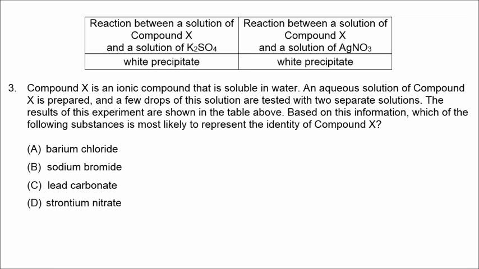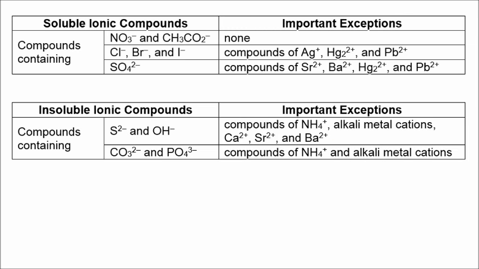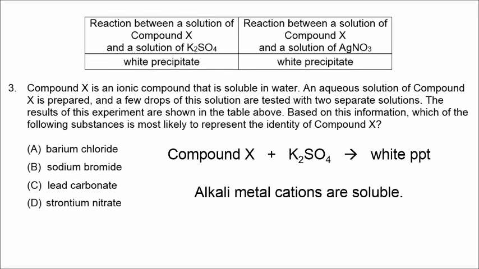Number 3, we have some laboratory data about this mystery compound reacting with potassium sulfate and reacting with silver nitrate. If it reacts with potassium sulfate and forms a white precipitate, we know that alkali metal cations are soluble, so the white precipitate is not going to be potassium anything. It's going to contain sulfate. Let's look at the solubility rules. Insoluble sulfates could be strontium, barium, mercury, or lead sulfate.